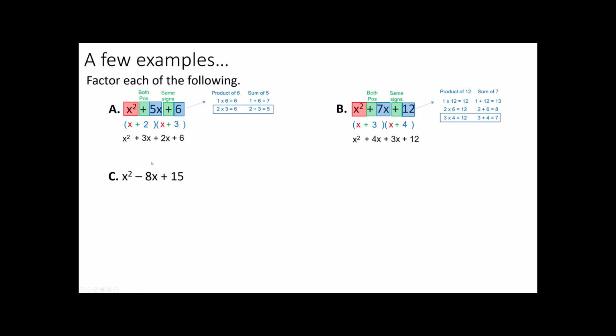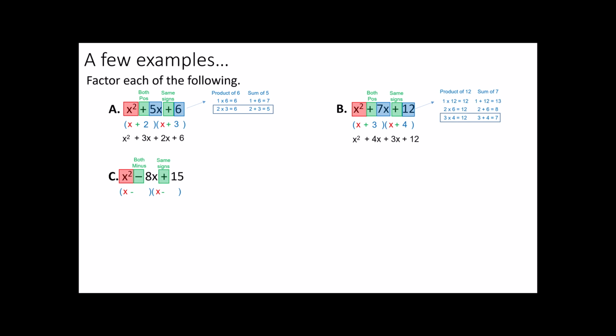Again, this is a quadratic trinomial. I want to split it into two binomials. And I know the only way to get x squared is x and x. I then look to see if my signs are the same or different. In this case, they're going to be the same. But when I check the middle term, this tells me they're both going to be minus signs.